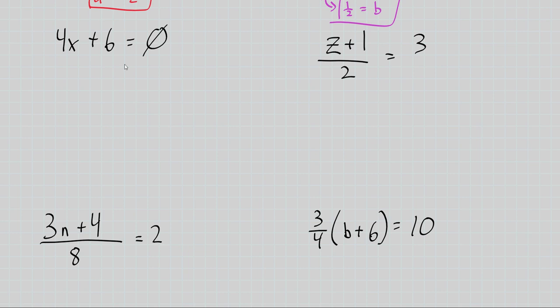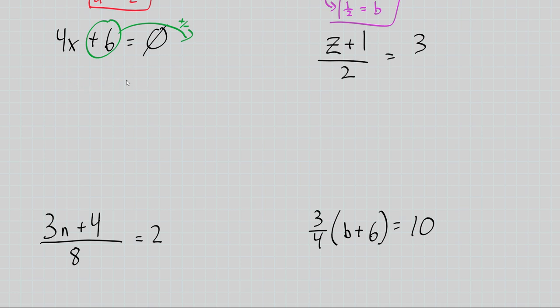4x plus 6 is equal to 0. We've got this term. It doesn't have a variable in it. This one does. Let's move this one away. 4x is equal to, the 6 comes across, but the sign changes. 4x is equal to negative 6.